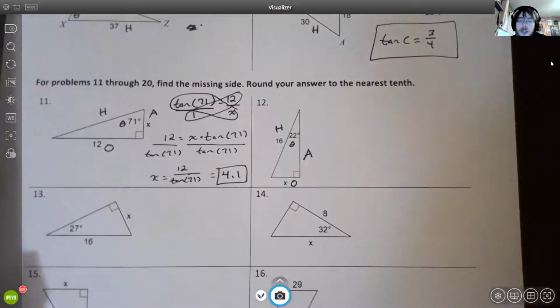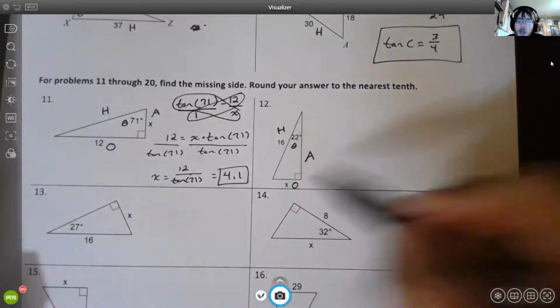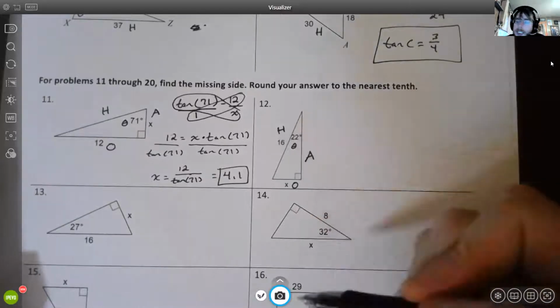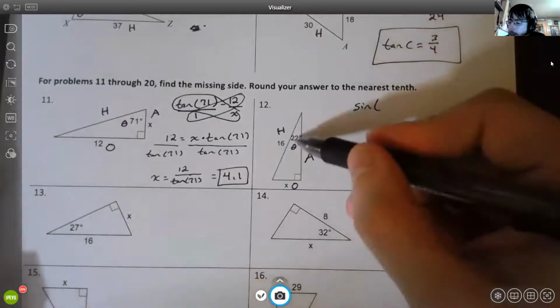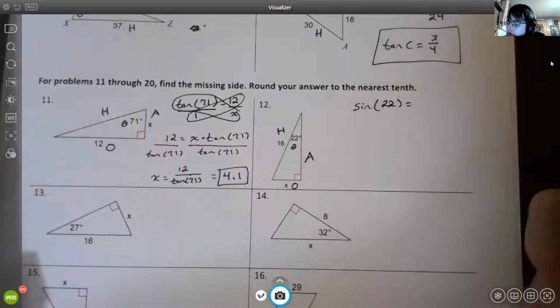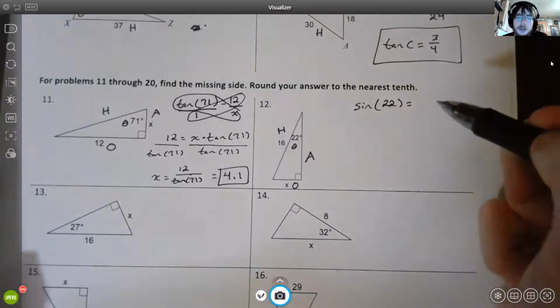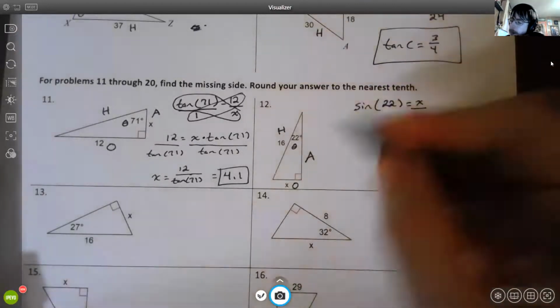Now what we want to do is, we know we have an H, and we want to find what O is. So the trig function that uses O and H is sine. So we're going to put sine of theta, which is 22, equals, and then sine is defined as opposite over hypotenuse. So that would be x over 16.